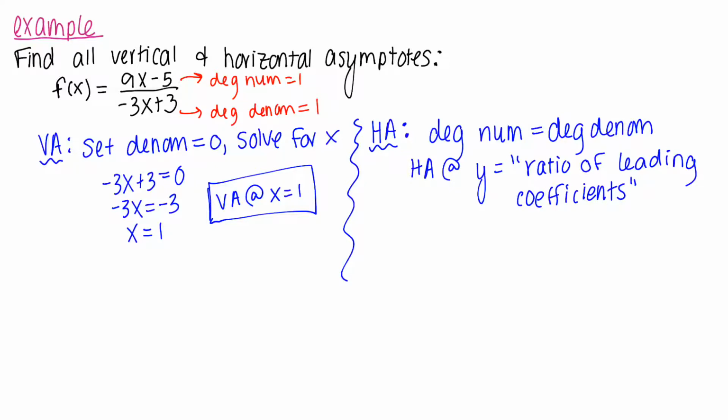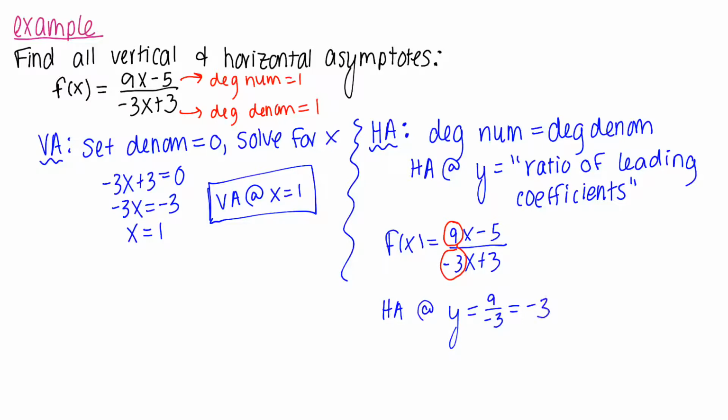All right, so if I just go ahead and rewrite my function, f of x equals 9x minus 5 all over negative 3x plus 3. The leading coefficient on the top is 9. The leading coefficient on the bottom is negative 3. So there is a horizontal asymptote at y equals 9 over negative 3, and that simplifies to just negative 3. So I could just erase this and put negative 3. There is a horizontal asymptote at y equals negative 3.